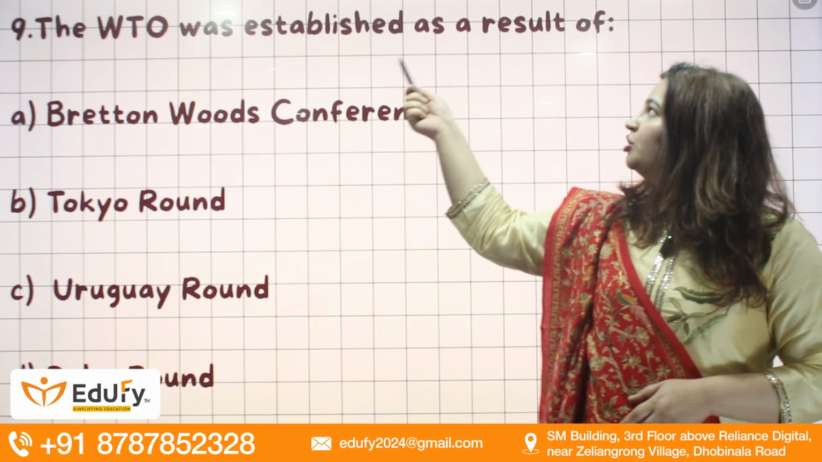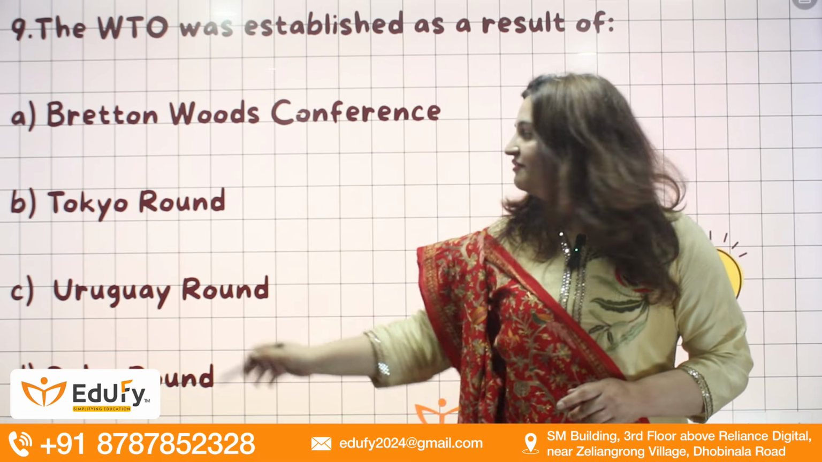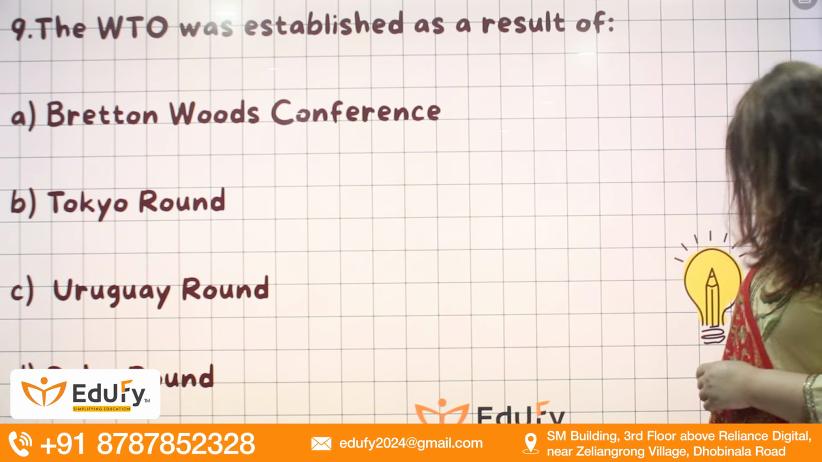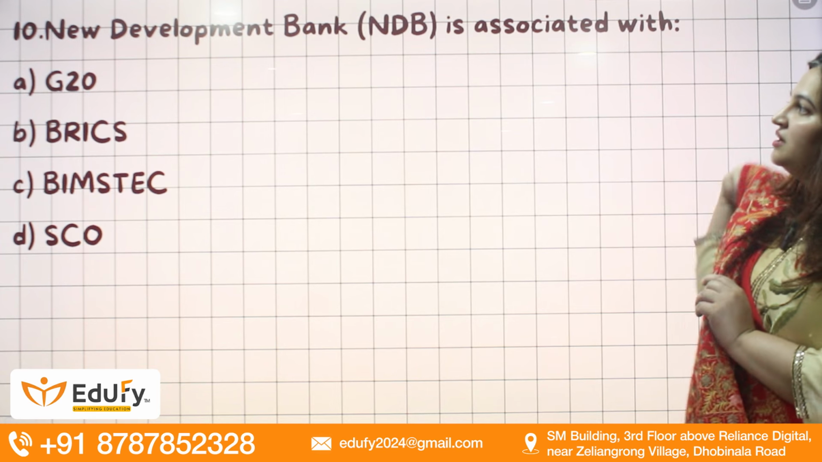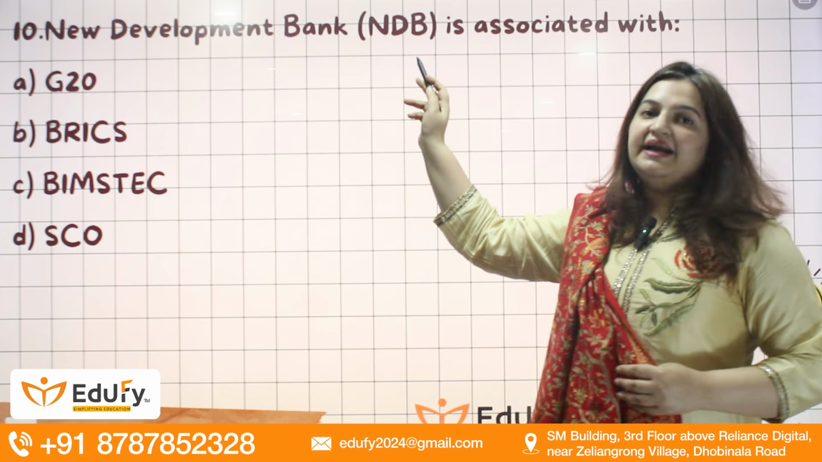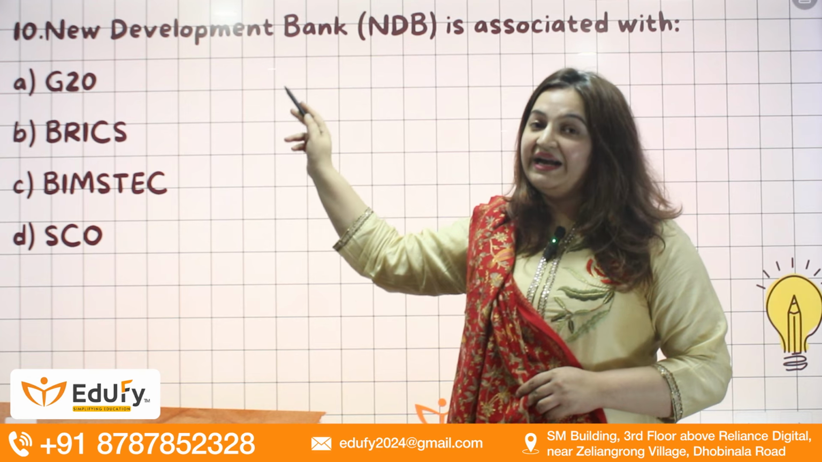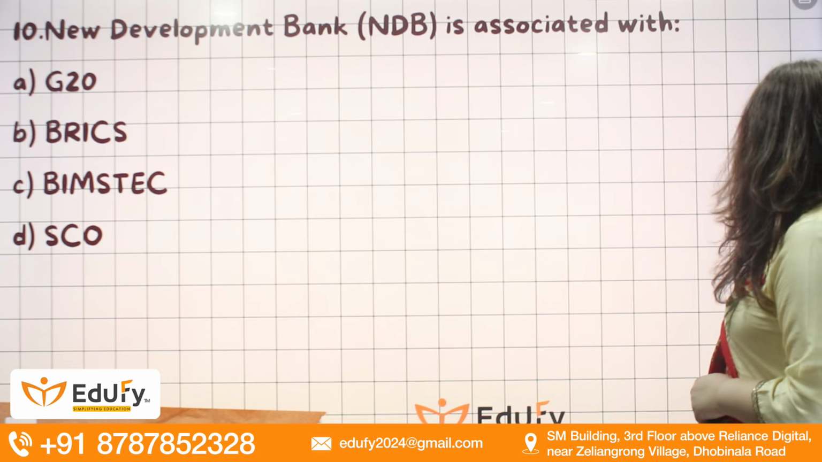Next, WTO was established as a result of. So WTO was established in 1995 as a result of the Uruguay round of negotiations. That is, your answer is C. Next question, New Development Bank, NDB, is associated with which of the organizations? So NDB is actually the BRICS Bank. So it is associated with BRICS.